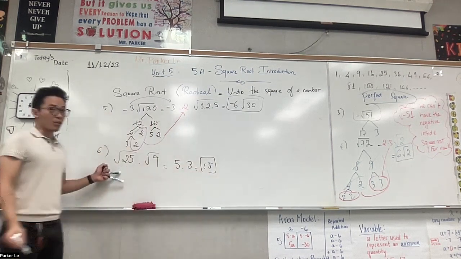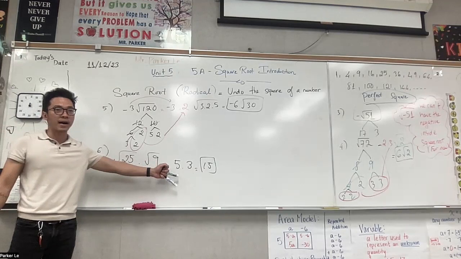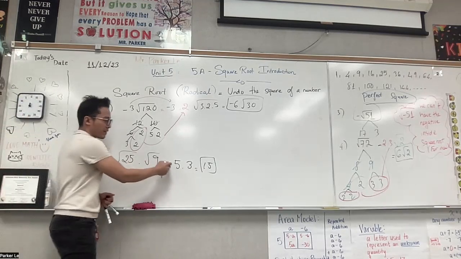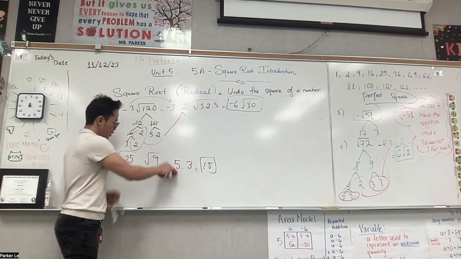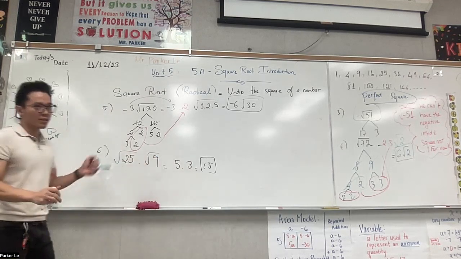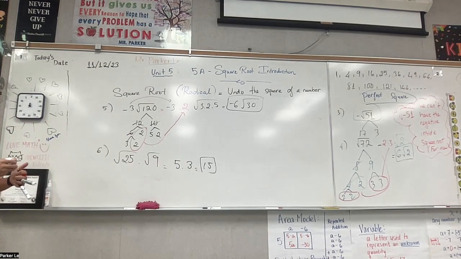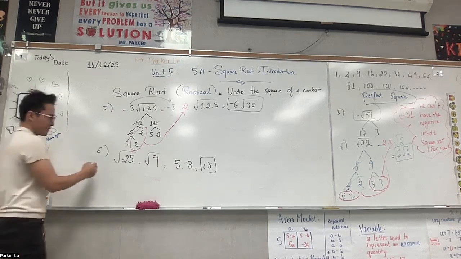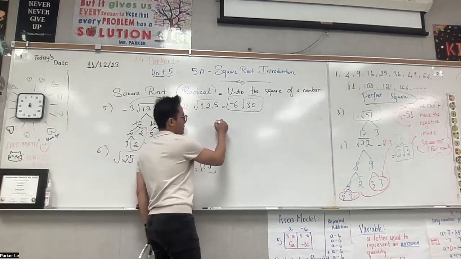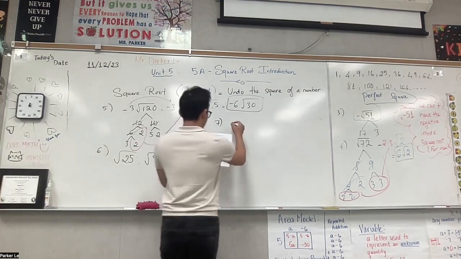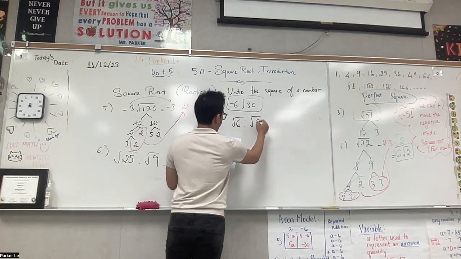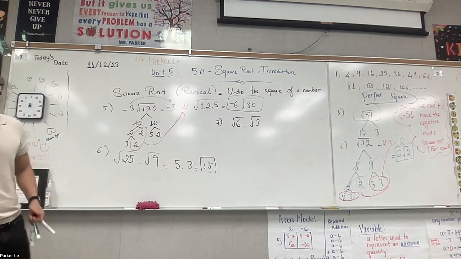Square root, no. Square root of 25 is not square root of 5. You said square root of 5. Square root of 25 is 5. That's not square root of 5. Just forget it. All right. Like this.